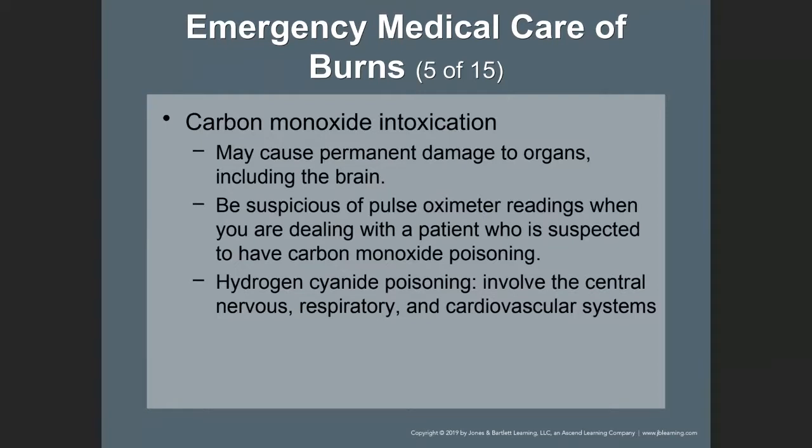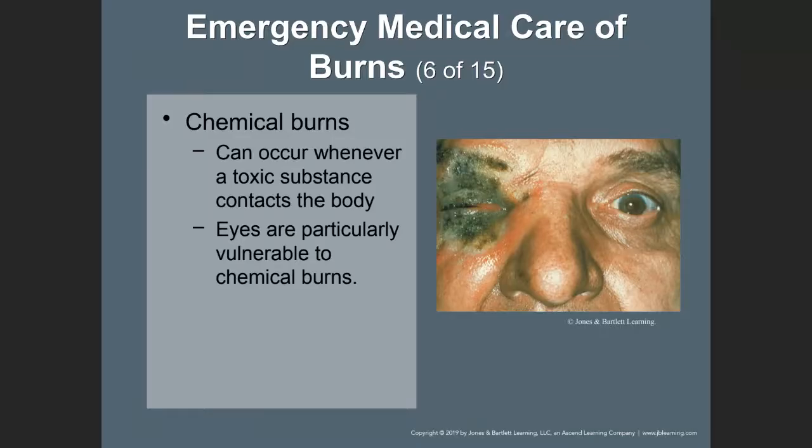Carbon monoxide intoxication may cause permanent damage to organs, including the brain. Be suspicious of pulse oximeter readings when you are dealing with a patient who is suspected to have carbon monoxide poisoning. Hydrogen cyanide poisoning involves the central nervous system, respiratory, and cardiovascular system. Chemical burns can occur whenever a toxic substance contacts the body. Eyes are particularly vulnerable.